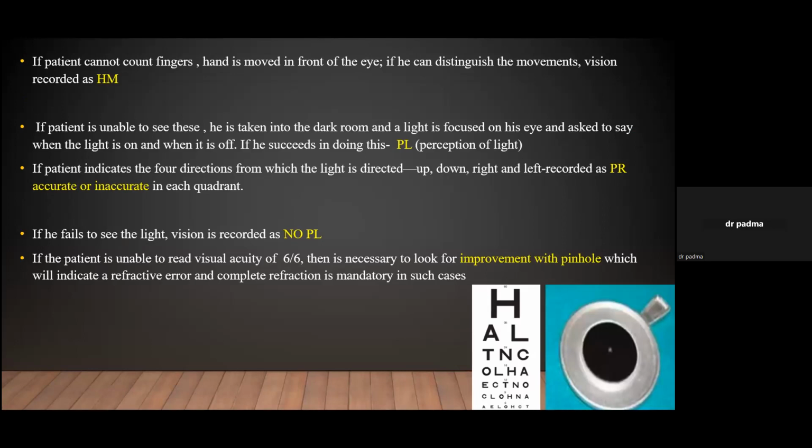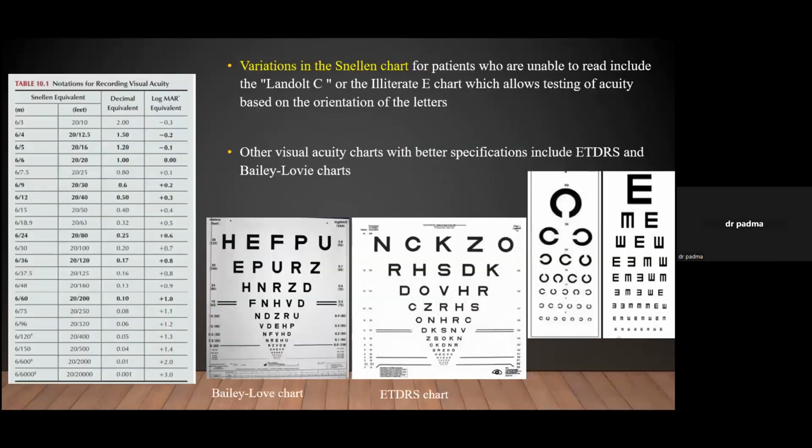Another important thing is that if the patient is unable to read the visual acuity of 6 by 6 and reads only up to a line like 6 by 12, then it is necessary to look for improvement with pinhole, which can be made at bedside with a small cardboard with a central opening of 1 to 2 mm. And if there is improvement when the patient looks through this hole, then it indicates that there's a refractive error, and complete refraction is mandatory in such cases.